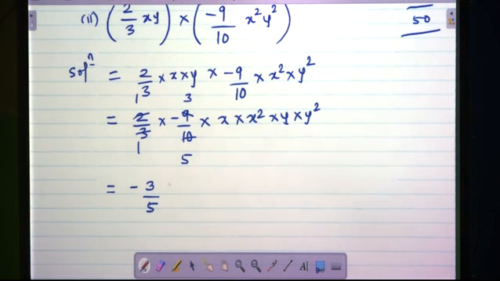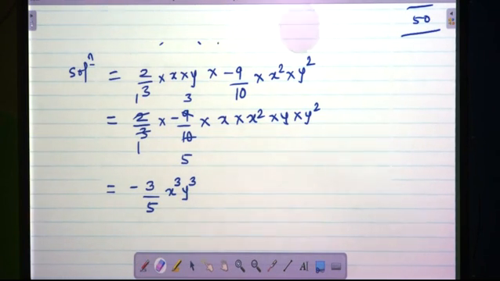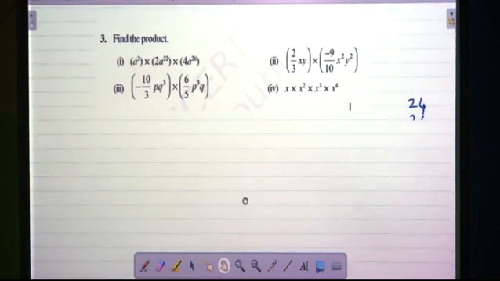x into x square is x cube, and y into y square is y cube. So what is the answer of the product? It is minus 3 upon 5 x cube y cube, the answer of the second sum. Let us see the third sum. What exactly is the third sum?